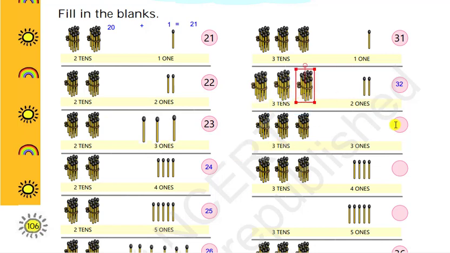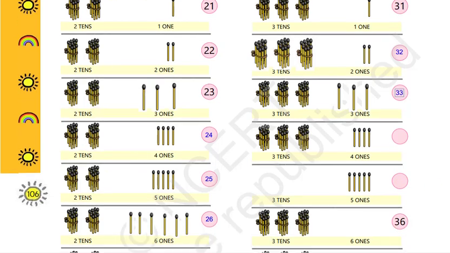Next is 33, which is 3 tens and 3 ones. So next we need to draw 3 ones here. So this is 1 one, this is 2 ones, this is 3 ones. So finally this is equal to 33. Next is 34. 34 is equal to 3 tens and 4 ones. So we have 3 bundles here and 4 loose matchsticks here. So this is 34.